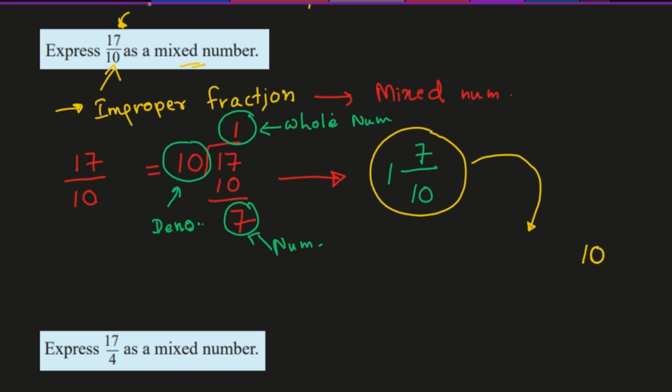So the denominator should be 10, then 1 into 10, it's 10, plus 7. So we can write it as 17 upon 10. You can see from the mixed number I have taken the improper fraction. Here, from the improper fraction I had taken the mixed number. That's for your knowledge.